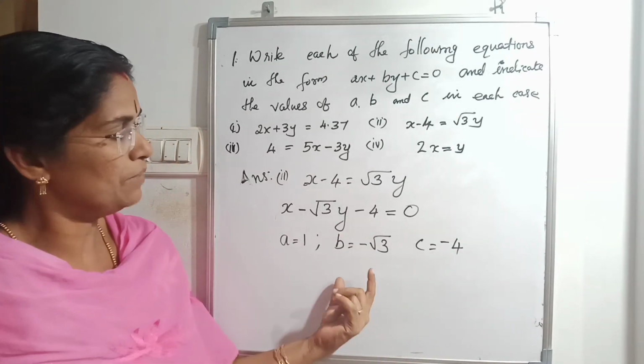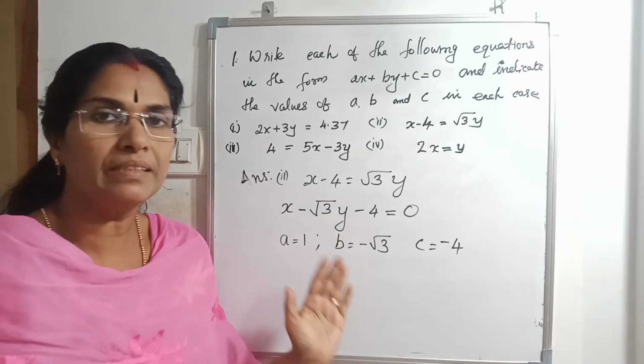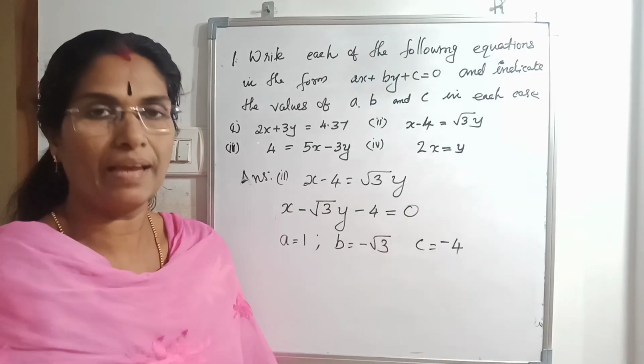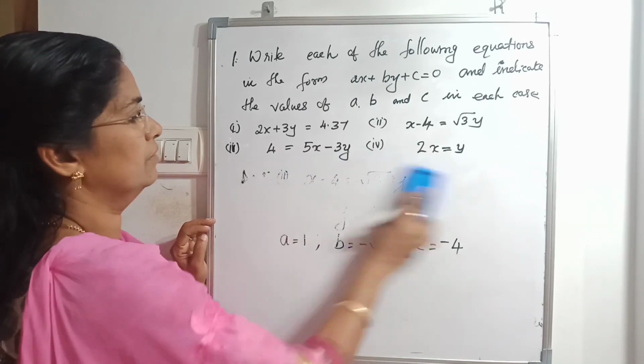Clear? Very simple. You have to make it as a general form. X term, y term, constant term. That is the order. Equal to 0. Right side should be 0. Clear? 2 more questions.